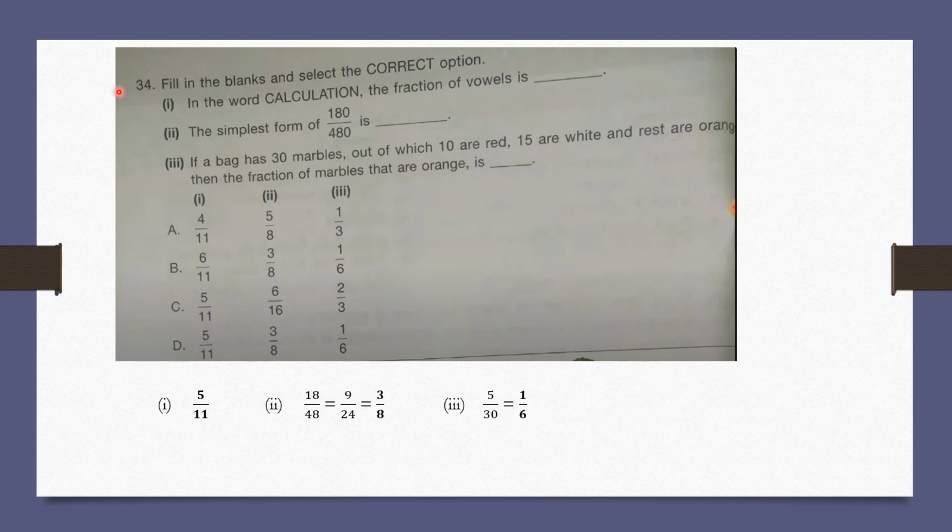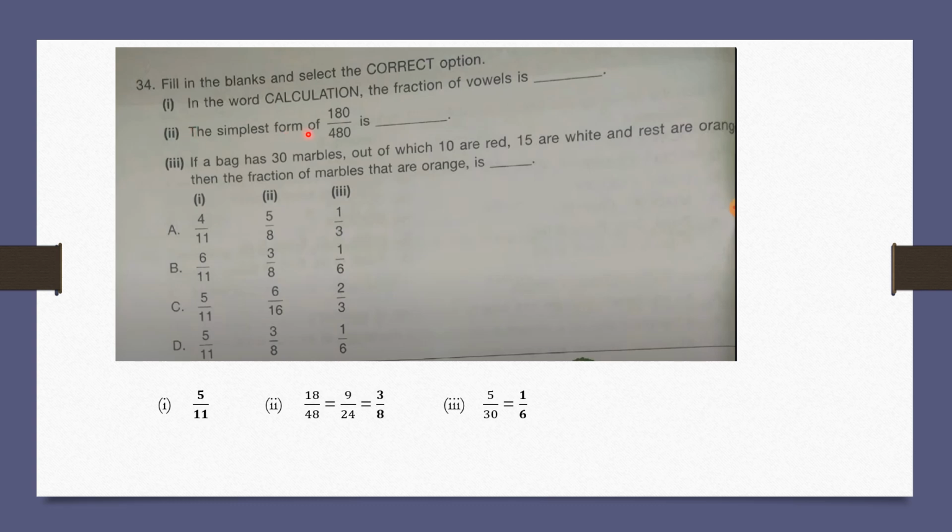Question number 34. Fill in the blanks and select the correct option. 1. In the word calculation, the fraction of vowel is. So number of alphabets are 1, 2, 3, 4, 5, 6, 7, 8, 9, 10, 11. And number of vowels are 1, 2, 3, 4 and 5. So fraction of vowel is 5 by 11.